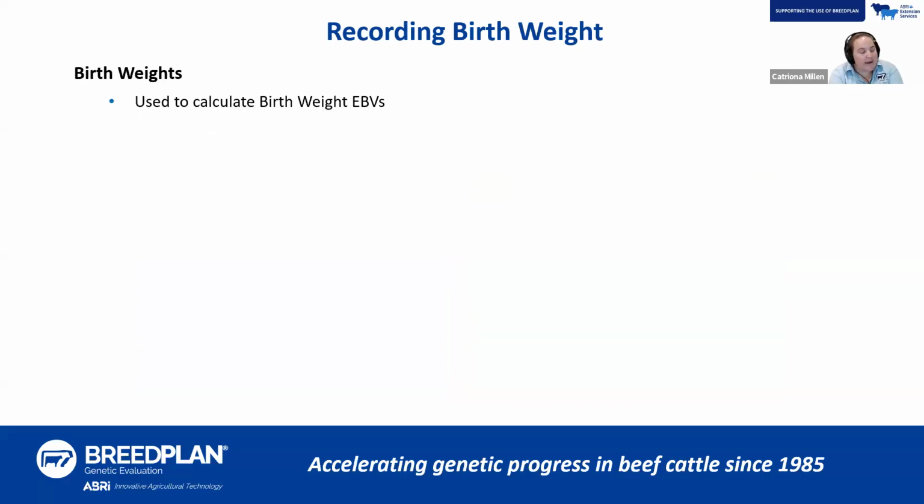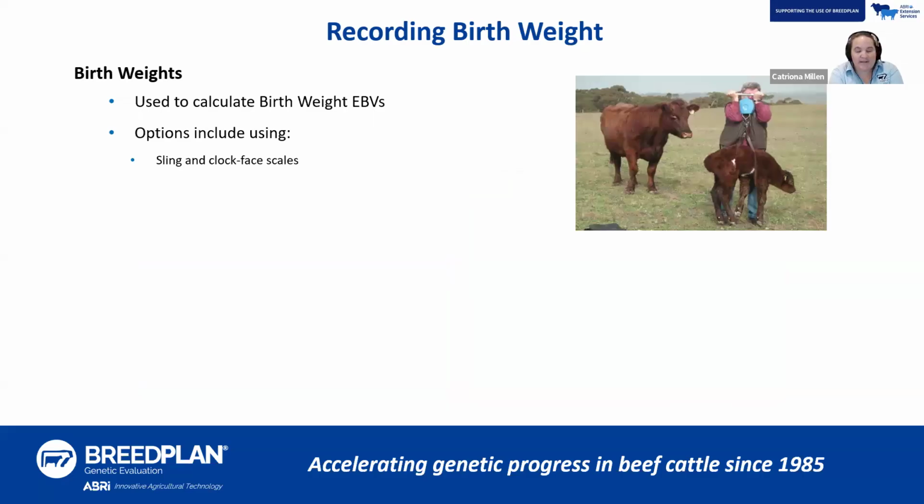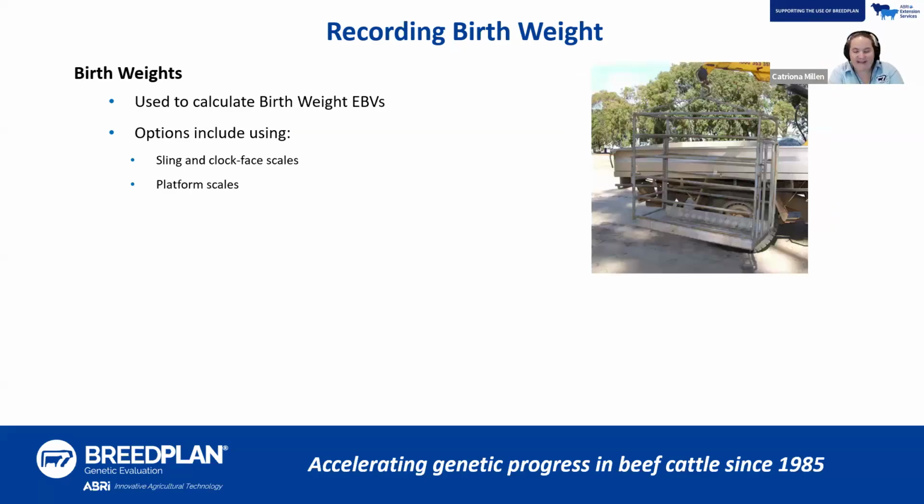Okay, our next trait that we collect at birth is our birth weight, and that's used to calculate our birth weight EBVs. So there's a range of different options that you can use. I'm just going to run through some of them now. Sling and clock face scales, like you see here, where you wrap them around the calf and lift them up and get a reading of its weight. Platform scales, which here in Australia we would connect to the side of a ute or a quad bike. I'm not sure what you call them in the UK and Europe, but certainly for us, on the side of a farm vehicle that you can drive around the paddocks or fields.